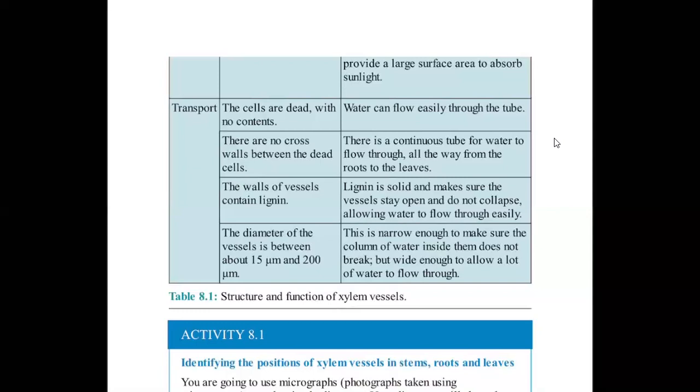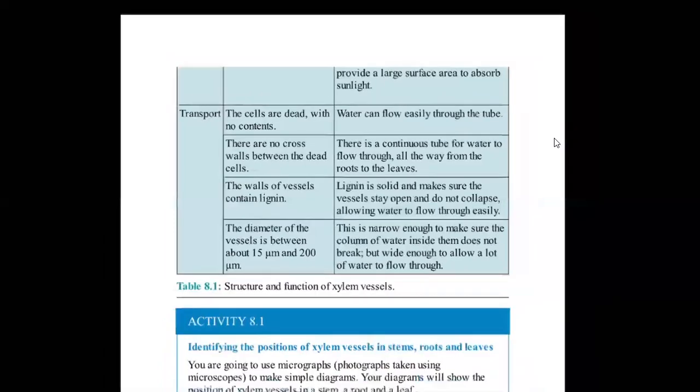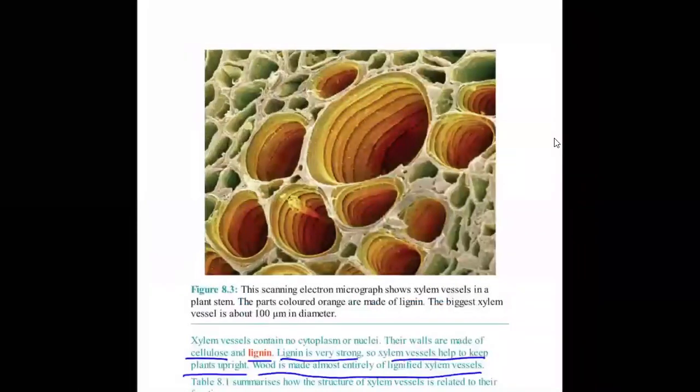The last one is the diameter of the vessels is between 15 micrometers to 200 micrometers. Then it says this is narrow enough to make sure the column of water inside them does not break, but wide enough to allow a lot of water to flow through. This simply means that the thickness of the wall is just enough to allow the water to pass through it, but also strong enough to sustain the pressure that is created by the water when flowing through it. It doesn't block anything or reduce the amount of water. So the necessary amount of water is supplied.